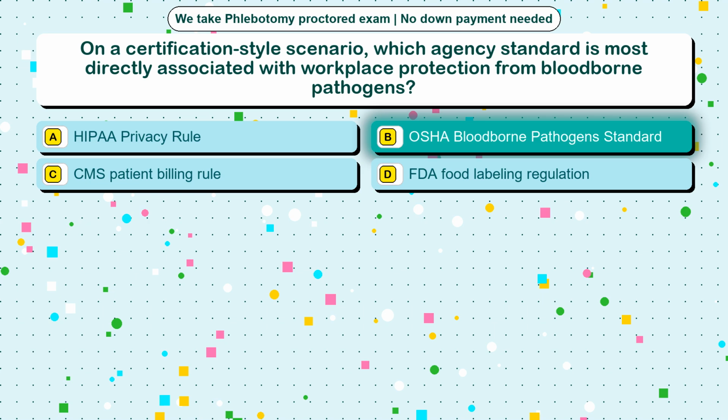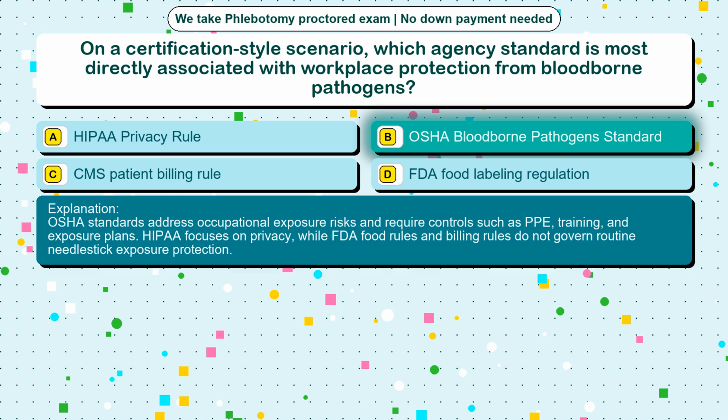OSHA Bloodborne Pathogens Standard. OSHA standards address occupational exposure risks and require controls such as PPE, training, and exposure plans. HIPAA focuses on privacy, while FDA food rules and billing rules do not govern routine needle stick exposure protection.